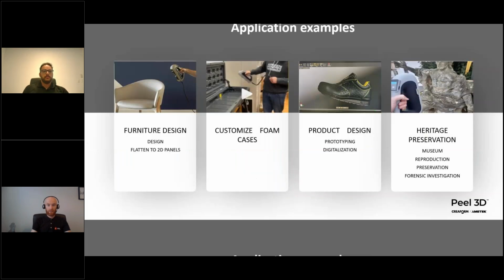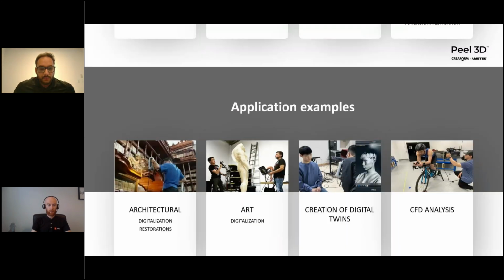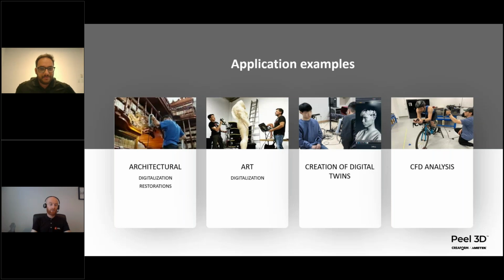Next slide. I think there's one more left to these applications. Oh, there's a couple more. Architectural, so similar to what we previously discussed. Art, so digitalizing a handmade piece of art. Obviously, there's no CAD model of that before it's made. It's just made by an artist by hand. So creating digital versions of that. Digital twins and CFD analysis.